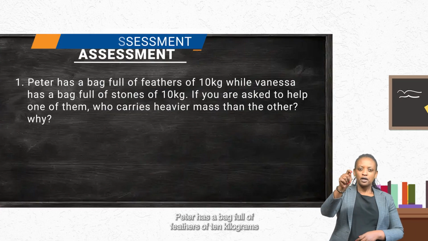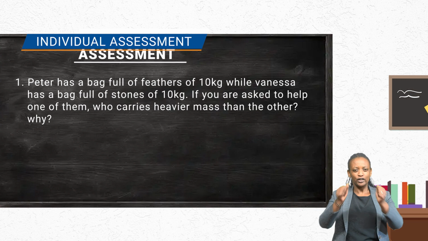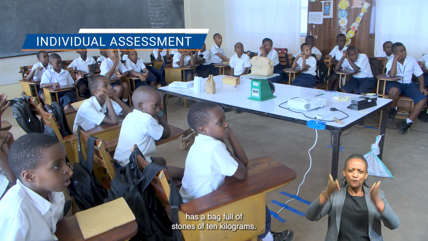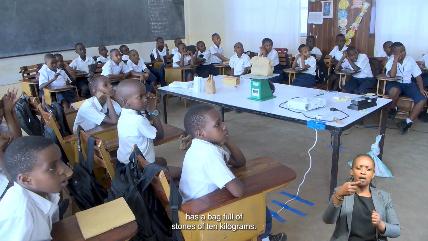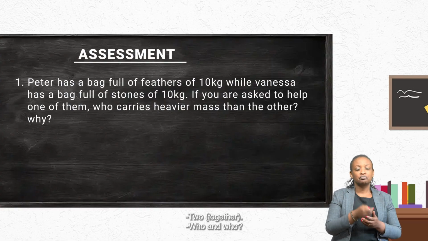Peter has a bag full of feathers of 10 kilograms, while Vanessa has a bag full of stones of 10 kilograms. How many people do we have here? Who and who?